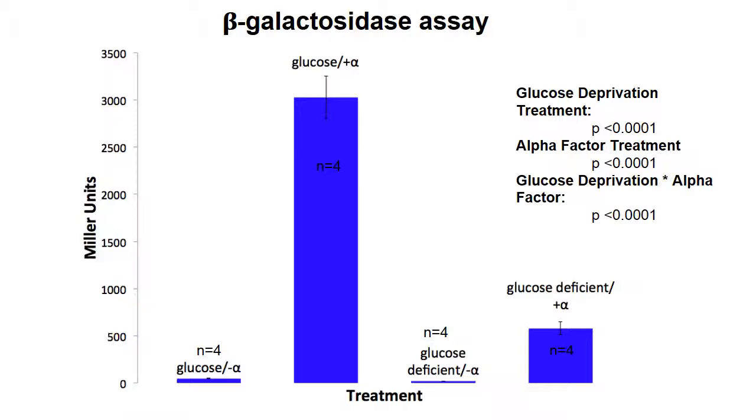The final bar is glucose-deficient and has alpha factor added. It also shows a significant decrease in fuse1 transcription. In the upper right-hand corner are our p-values. These represent the independent treatments and the interaction observed together. These are from our two-way ANOVA test, and as you can see, they are all significant.